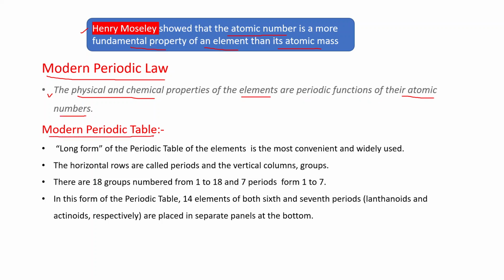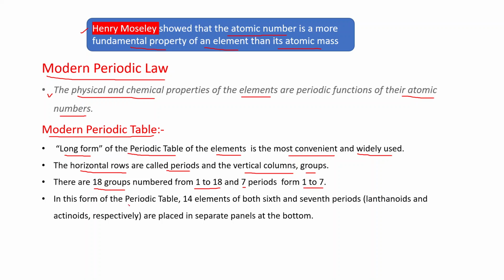Modern periodic table. Various forms are available, but the long form of the periodic table of the elements is more convenient and widely used. In this, the horizontal rows are called periods and the vertical columns are called groups. There are 18 groups numbered from 1 to 18 and 7 periods from 1 to 7.